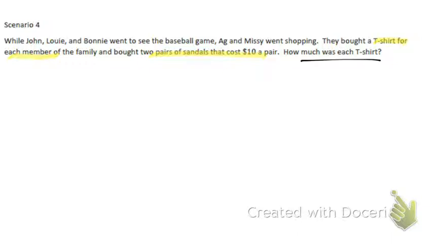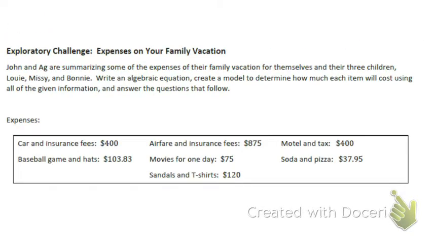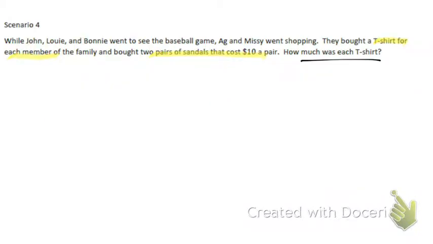So again, we got to refer back to that page. Sandals and t-shirts. Right here, right? It's $120 total. So let me just put totals 120. Let's start by drawing a tape diagram here. This one's going to be a little bit different.